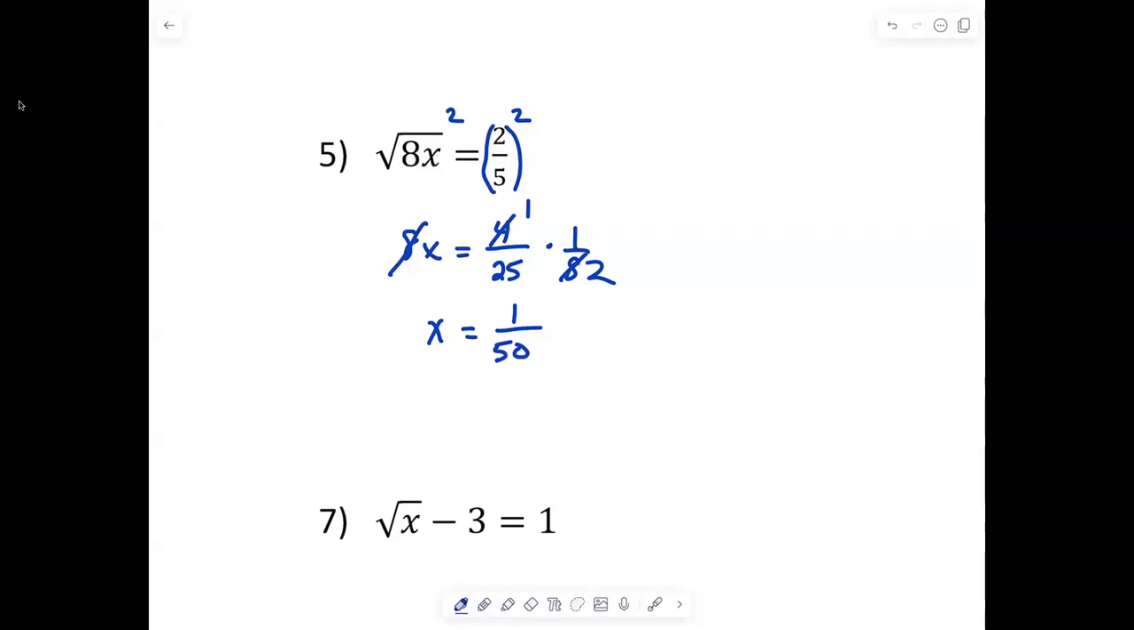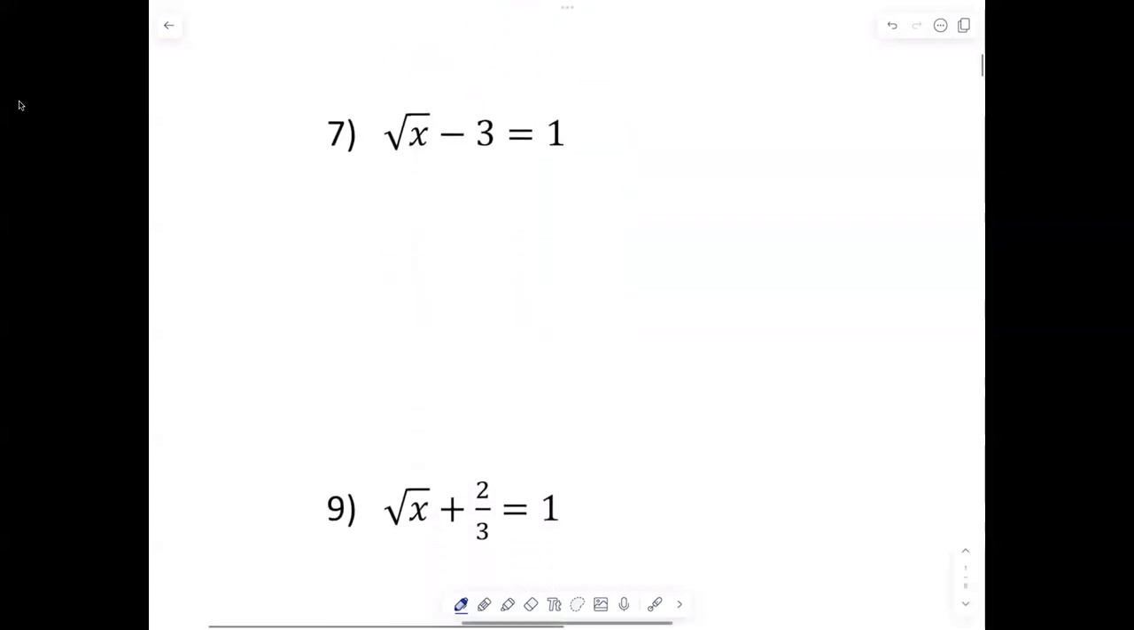All right, so in 1, 3, and 5, the radical is isolated. Now when I get to 7, the radical is not isolated. So what do I have to do first? Add 3. That's exactly right. Of course, we don't put +3 and +3 anymore. We just write the square root of x is equal to what? 4. Then we square both sides. So if I square both sides, x equals what? Exactly. x equals 16. Anybody have any issue with that?